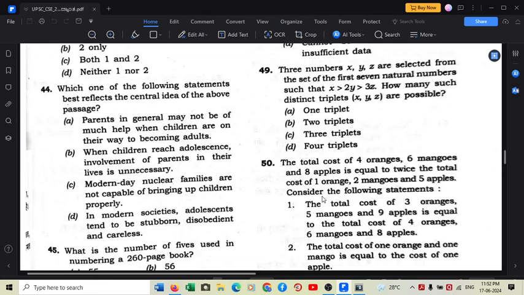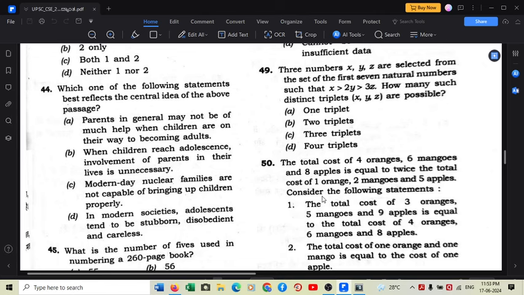Statement D, in modern societies, adolescents tend to be stubborn, disobedient, and careless. This is again an extreme statement, a negative statement. It is not the case. The author is not talking about adolescents becoming stubborn or disobedient or careless. The author is just talking about how, when parents' views on certain issues of the child are not aligned with the feelings of the child, they just go their own way in secret.